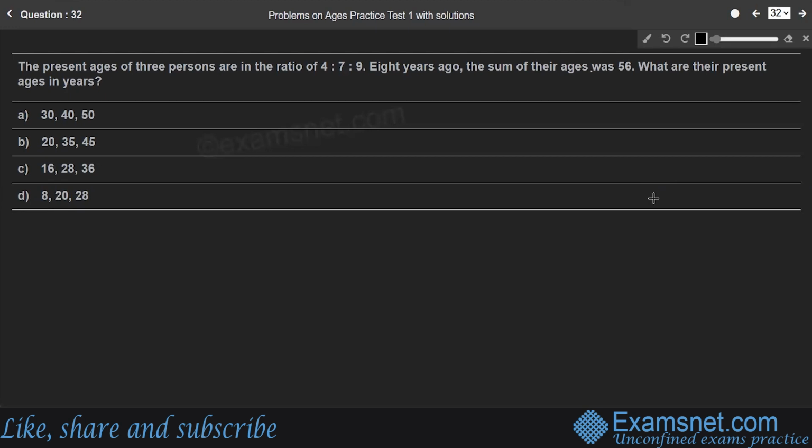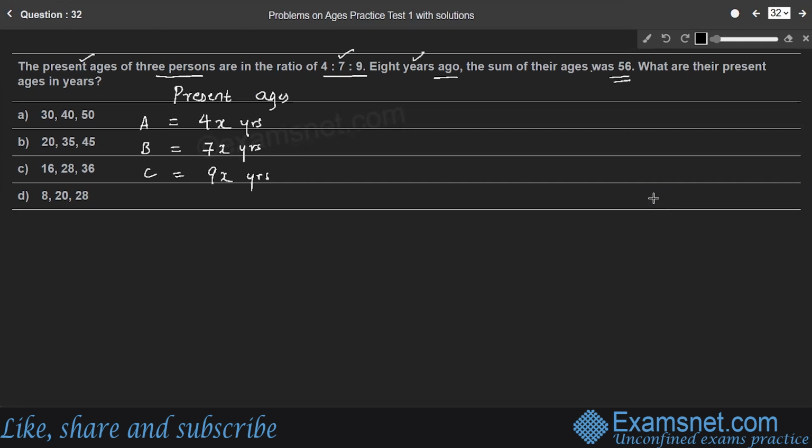Question 32. The present ages of 3 persons are in the ratio 4:7:9. 8 years ago, the sum of their ages was 56. What are their present ages in years? So we'll consider their present ages, right? We'll consider 3 persons as A, B, C. Based on the ratio 4:7:9, we'll consider the age of A as 4x years, B's age as 7x years, and C's age as 9x years, right?